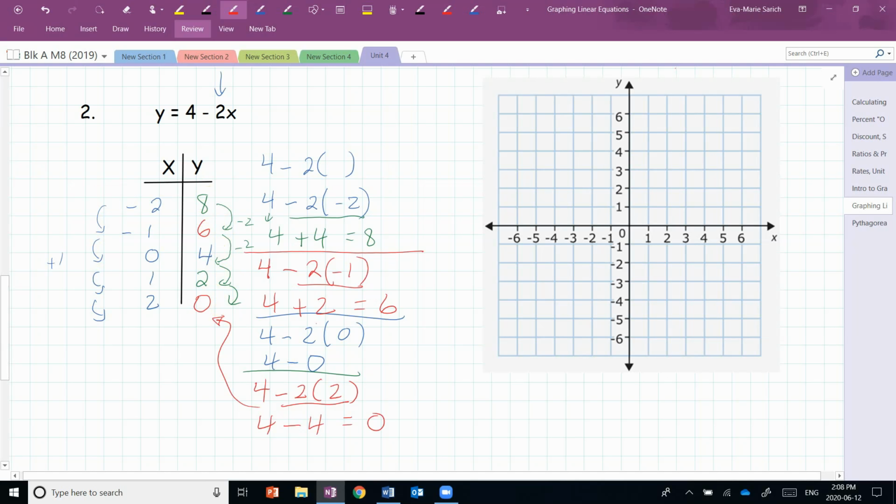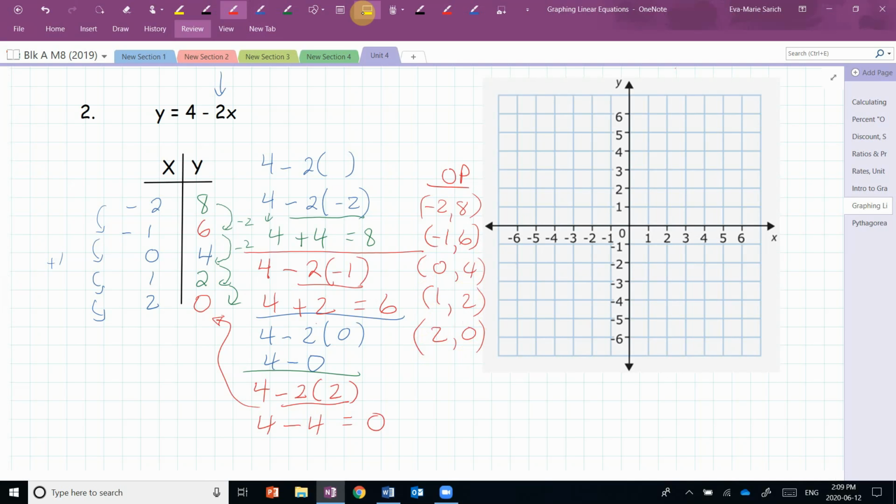Now we need to list the ordered pairs. Okay, just going to substitute OP for ordered pairs. So what are they? They are -2, 8. They are -1, 6. They are 0, 4. They are 1, 2, and they are 2, 0. All right, now, again, 1 mark for substituting in the 5 values of x, 2 marks for figuring out the y's, another mark for listing the ordered pairs.